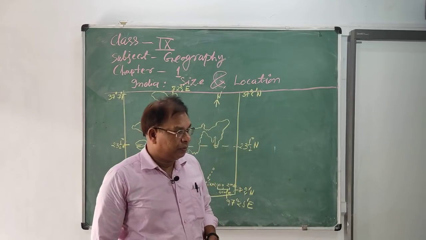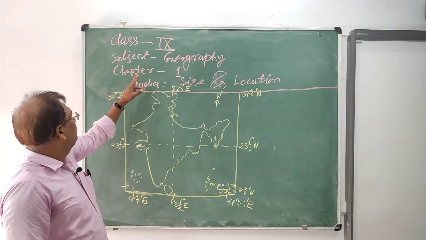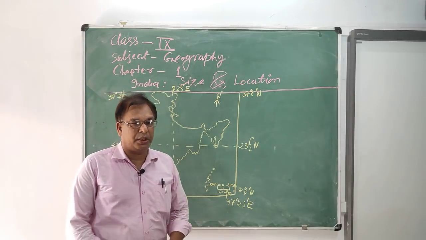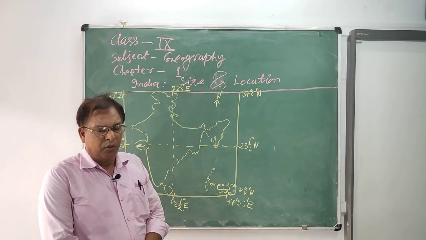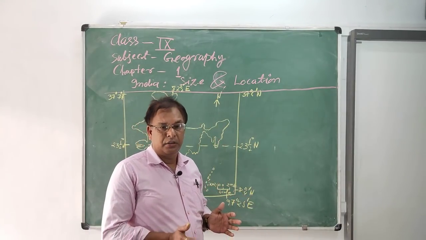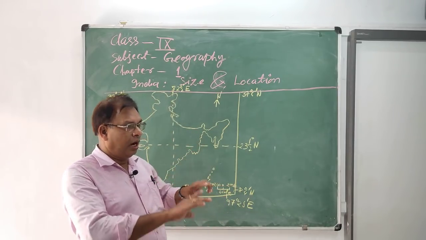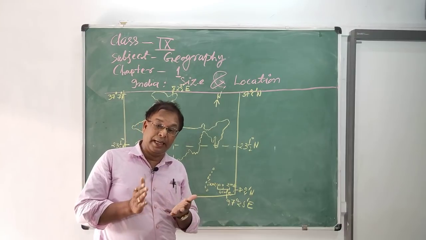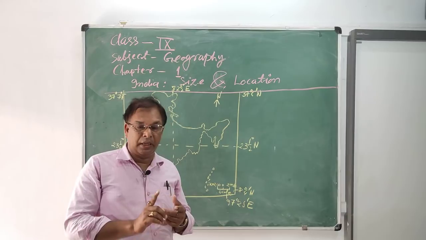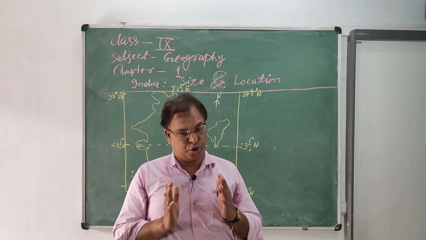The first chapter is the size and location of India. What is the size? Size means area, length, and breadth, and who is connected outside with the other countries. That means connected with the land boundaries or the coastline boundaries.